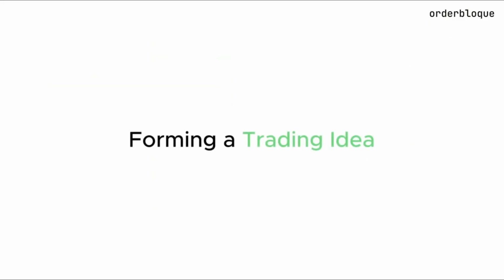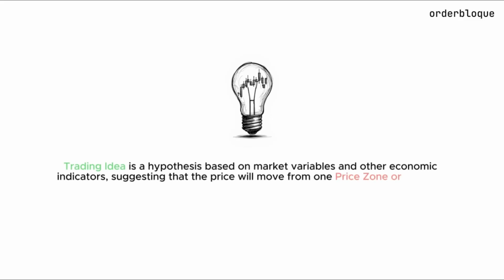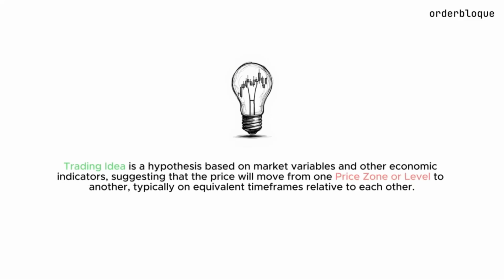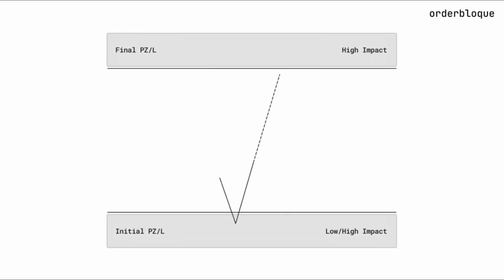Forming a trading idea. A trading idea is a hypothesis based on market variables and other economic indicators, suggesting that the price will move from one price zone or level to another, typically on equivalent timeframes relative to each other. Here is how the basic formula looks. This means that a trading idea always has a clear beginning and end, or a cause and effect relationship. In practical terms, this can be defined as initial price zone, or level, and final price zone, or level.